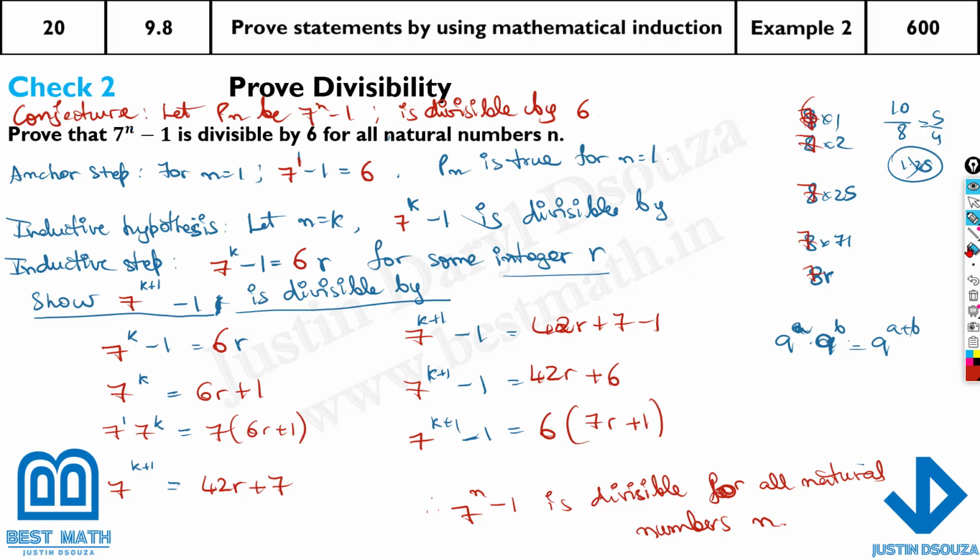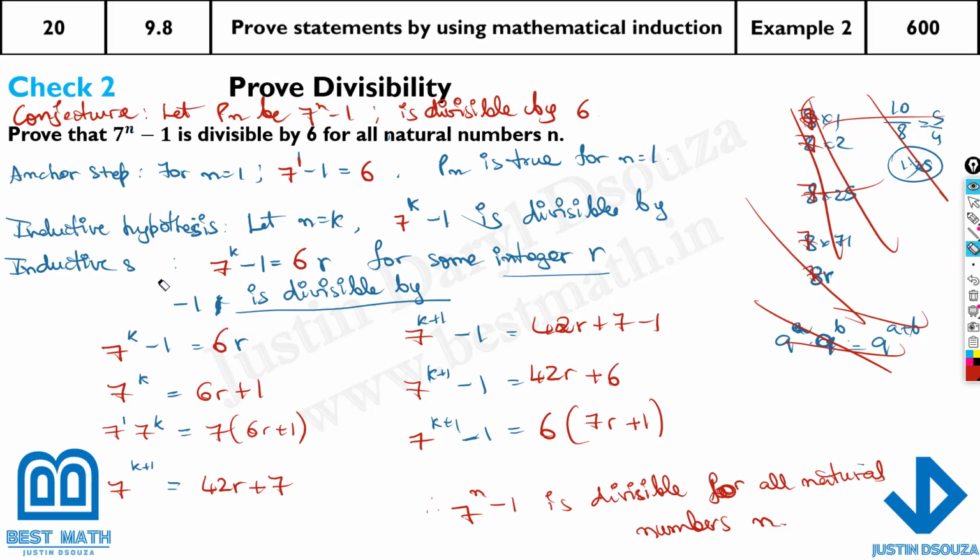This is the final answer. Now you don't need to write what I've written over here. This is just for your understanding. That is not required. But what is there on the screen now is very important to be written out. So conjecture, anchor step, inductive hypothesis, inductive step, and then you do the proving. This show is not so important. I'm just going to erase that as well. It was for your own understanding. Okay, I'll write this inductive step it is.